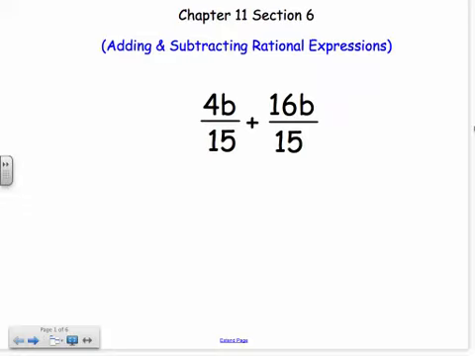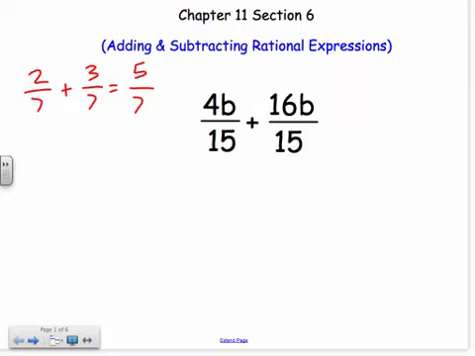For example, if I have 2 sevenths and I add it to 3 sevenths, the denominator stays the same, right? Because I have 2 parts of the 7 and I have 3 parts of the 7. So now I have 5 parts of the total 7, right? So 5 sevenths. Denominator always stays the same. We don't add the denominator. I can do the same thing with my rational expressions.